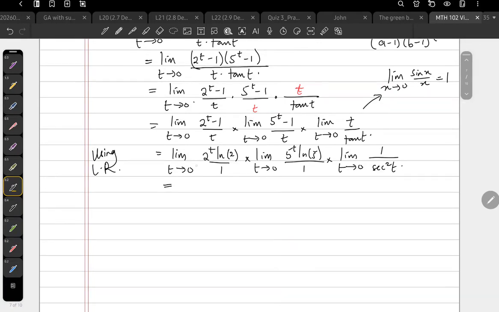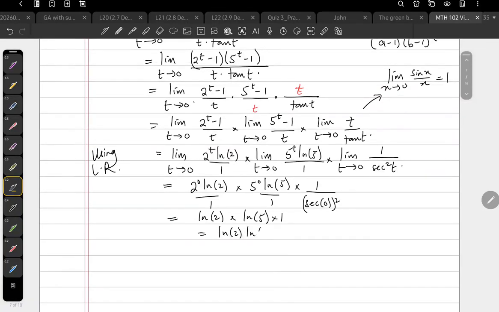So when we apply t equals 0 now, we get 2 raised to the power 0, which is 1, times natural log of 2, times 5 raised to the power 0 times natural log of 5, times 1 over sec 0 squared. And we've seen before that sec 0 is equal to 1. So it means our answer again is natural log of 2 times natural log of 5.